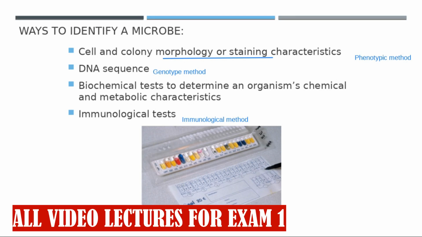Now, how about this biochemical? This biochemical could be used in phenotypic methods. Also could be used in immunological methods. Okay, it depends on what type of reaction that we use for testing. So again, for the identification of microbes, there are three methods: phenotypic, genotypic, and immunological method. These methods will be studied in chapter 17.